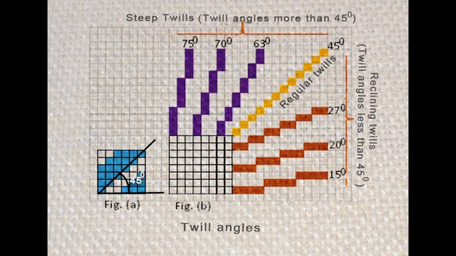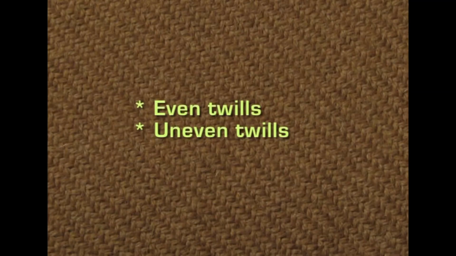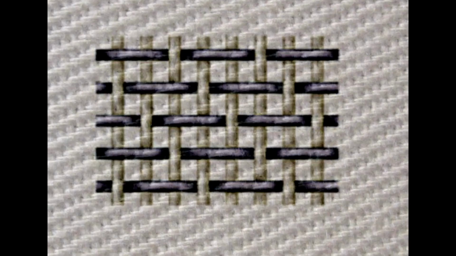Unless much strength is required, they will go only for the regular twill and not for the steep twill or the reclining twill. And we can also divide them by the number of yarns, whether an even number of yarns or an odd number of yarns is used. So accordingly we can vary them as even twills and uneven twills. In even twills, the weft yarn goes over and under the same number of yarns, maybe over 2 and under 1, over 2 and under 1.